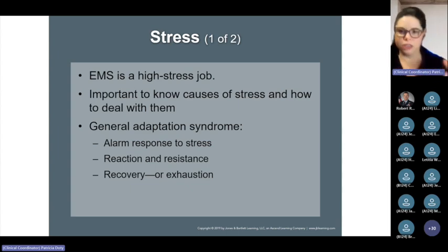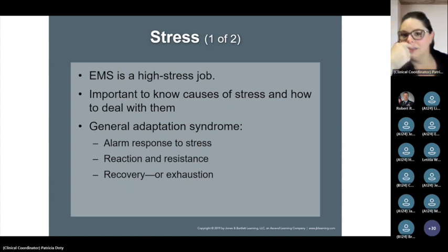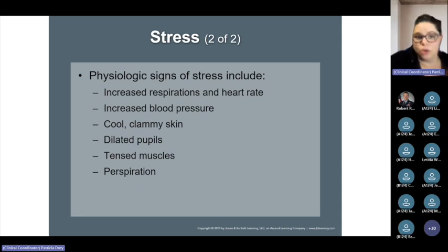Because what happens? So let's go down into a physiological state. Now, I know we haven't gotten to A&P yet, but your heart rate gets high during the initial alarm response to stress, right? But if I have a reaction and resistance, and then I go into exhaustion, that means my heart rate stayed up this entire time. It also means my blood pressure has too. Also my respiratory rate. So what do you think that does to our cardiovascular system? I know it causes really bad stuff to happen. So this is why stress is in the top 10 things that kill you. Okay. And I already talked about that. Cool, clammy skin's one of them too. And perspiration, tensed muscles, things of that nature.